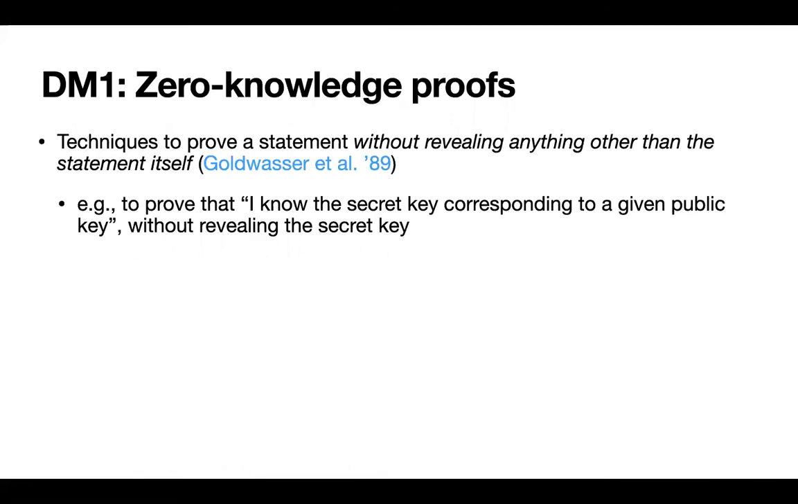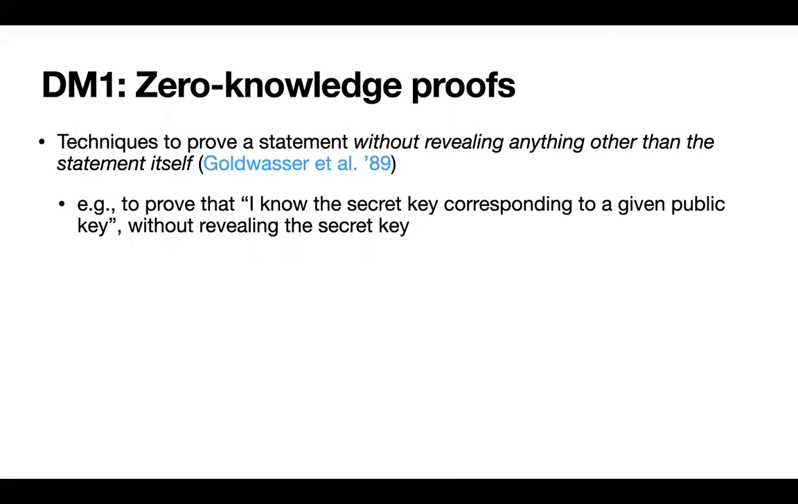Zero knowledge proofs are techniques which let you prove a statement without revealing anything other than the statement itself. And while this may sound a little counterintuitive, it is actually quite a useful primitive for privacy. For example, you can prove that you know the secret key corresponding to a public key, and thus identify yourself as the owner of that public key without revealing the secret key itself. That will let you identify without revealing the secret key that you hold, right?